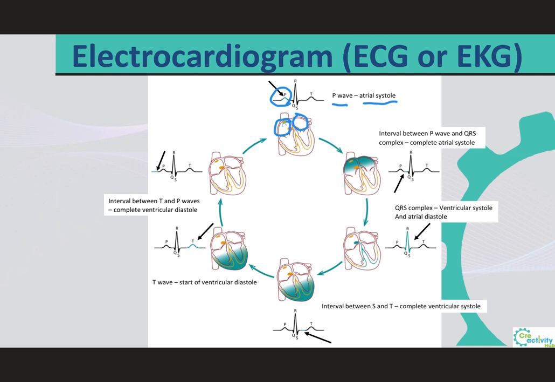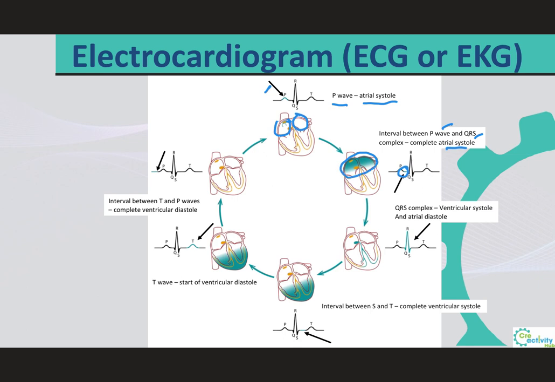I have highlighted here on the image where those steps are occurring in the electrocardiogram graph because it's a little bit light for you to see. So I added an arrow so you can see a little bit better. Next, we have what we call the interval between the P wave and the QRS complex. This interval is where we're going to have the complete atrial systole. So basically, it's the end of the atrial contraction.